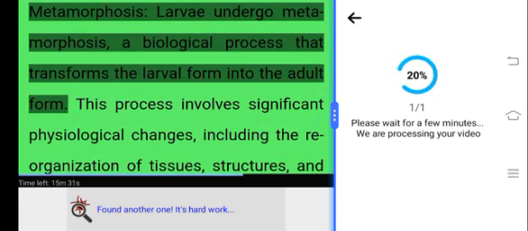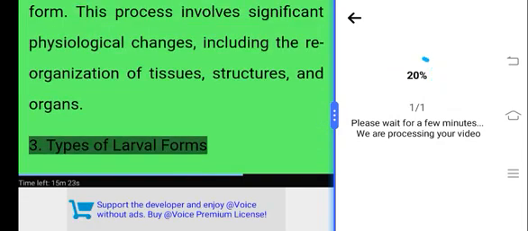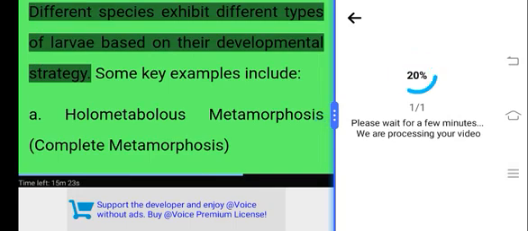Metamorphosis: larvae undergo metamorphosis, a biological process that transforms the larval form into the adult form. This process involves significant physiological changes, including the reorganization of tissues, structures, and organs. 3. Types of larval forms. Different species exhibit different types of larvae based on their developmental strategy.